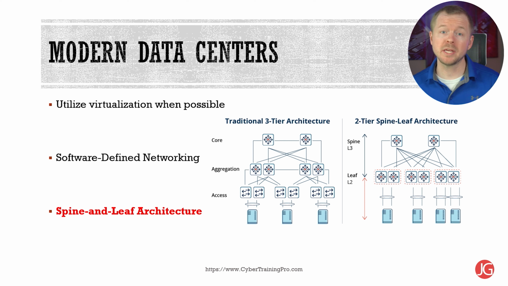The architecture we use has changed a lot too. With virtualization, you don't really need the distribution or the aggregation layer. You can implement a spine and leaf architecture where every spine switch connects to every leaf switch in the top of the rack in a two-tiered approach. This creates a mesh network. This also means that you don't need the backbone switches.